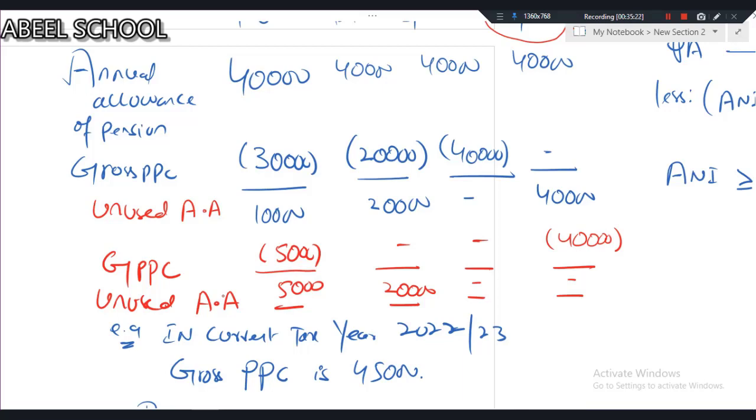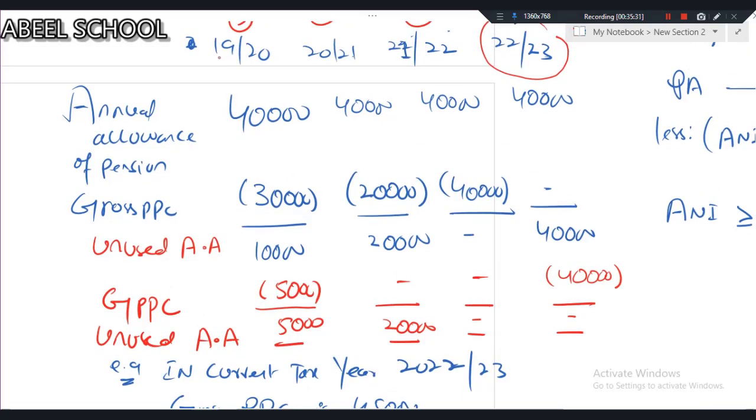Unused limit of annual allowance can at maximum be carried forward for 3 tax years. Now listen carefully. Basically, in 19-20 we have an unused limit of 5,000, but this 5,000 cannot be carried forward further. Why? Because if I take the 19-20 unused limit, and I also take 20-21, 21-22 and 23-24, there are going to be 4 years. Maximum we can carry forward the unused limit for 3 tax years.